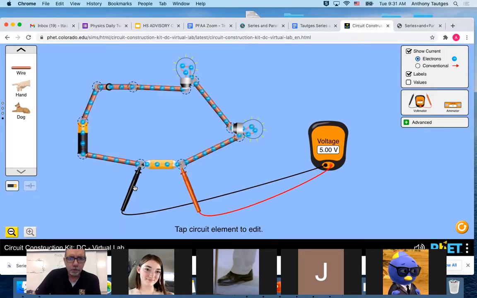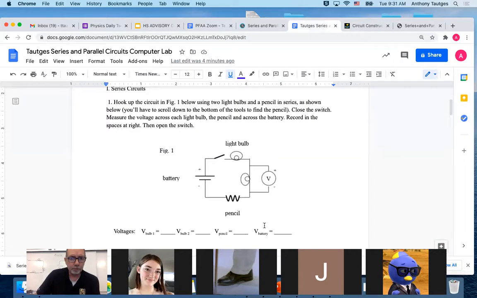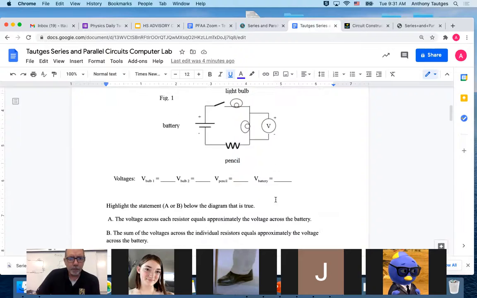Oh, there we go. All right. In that case, 5 volts. And across the battery. Okay. And then put them in these blanks. All right. Then move on to series.